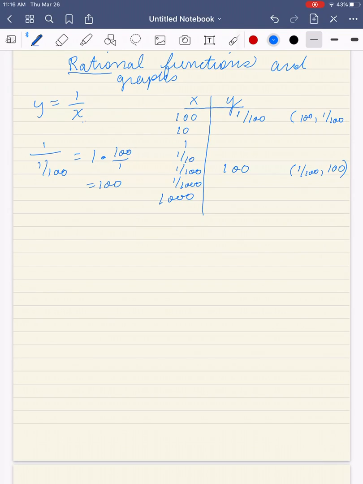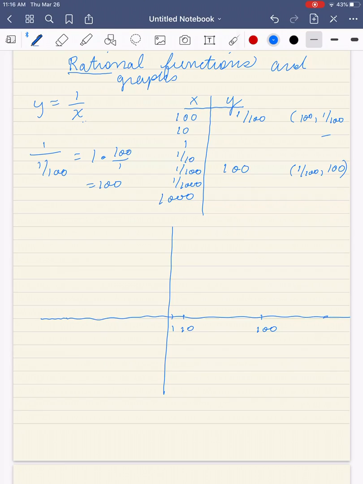And now you see why it's called the reciprocal function, because if I put in 100, I get 1 over 100. That's its reciprocal. If I put in 1 over 100, my output is 100, which is its reciprocal. So I want you to go ahead and fill in the rest of the table, and then go ahead and plot those points. Obviously this is not really to scale, but just so you can get an idea.